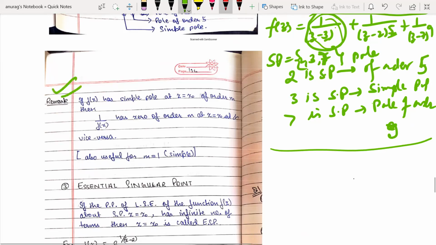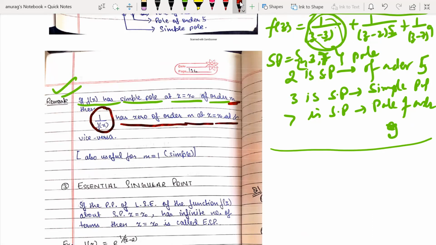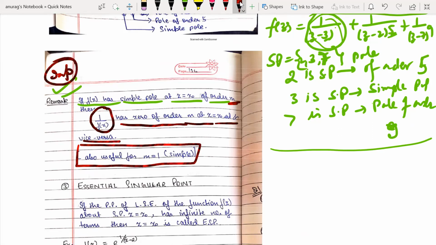I'm going to discuss a very important remark. You can remember it. If F(z) has a pole at z equal to z naught of order m, then its reciprocal 1 upon F(z) has a zero of order m at z equal to z naught and vice versa. It is also useful when m equal to 1. This is a very useful remark for solving the problems. If F(z) has a simple pole at z equal to z naught, then its reciprocal will have a zero at z equal to z naught.